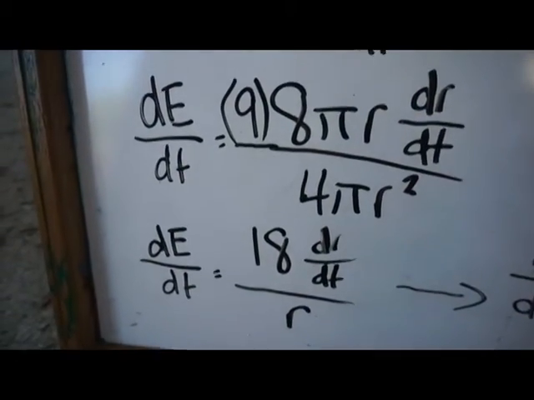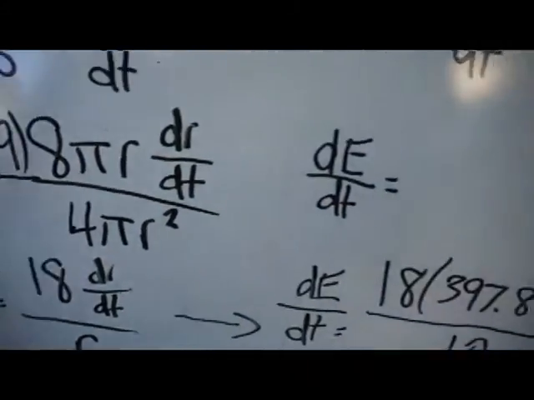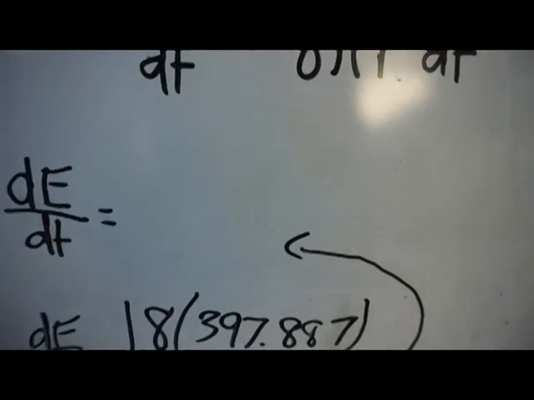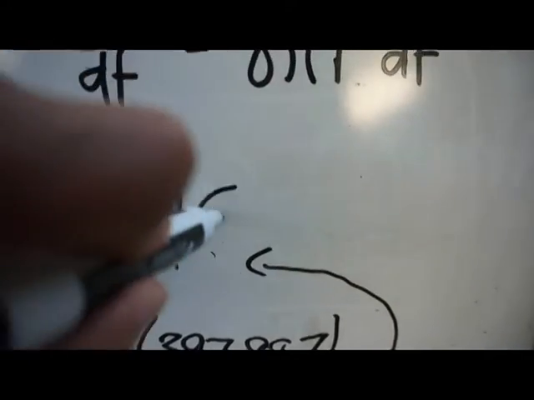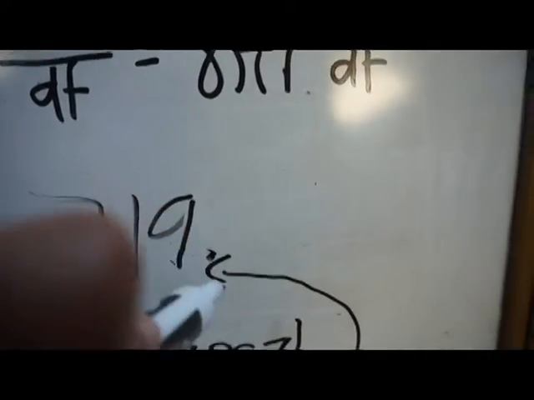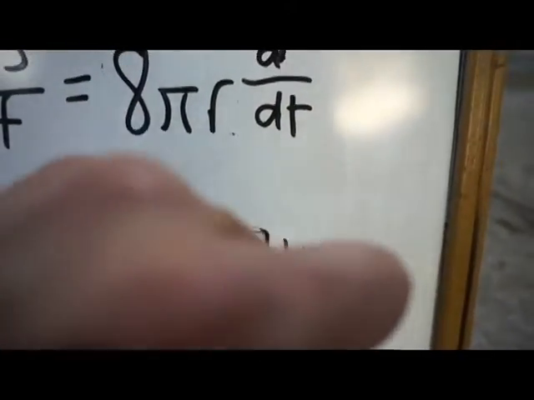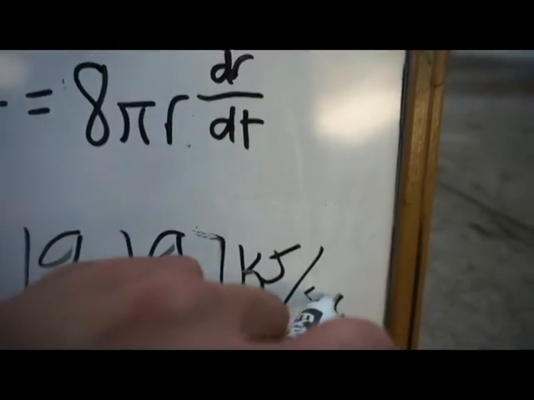dr/dt. Then, now that we have dS/dt, we can plug it in for dS/dt in the dE/dt formula. Then, after simplifying, we get 18 times dr/dt over r equals dE/dt. So then we get the change in energy, which is 716.197 kilojoules per second.